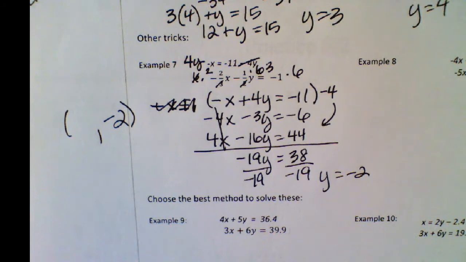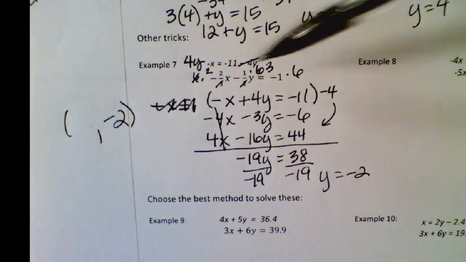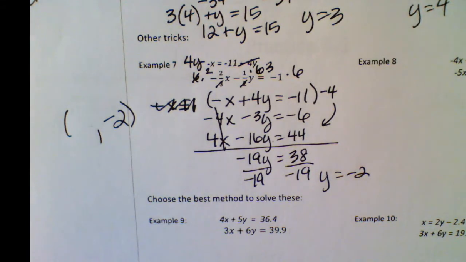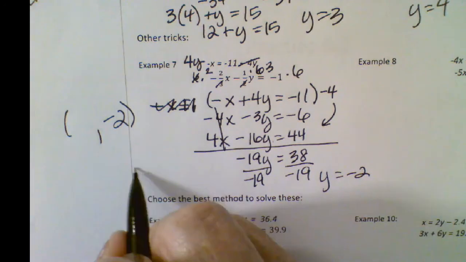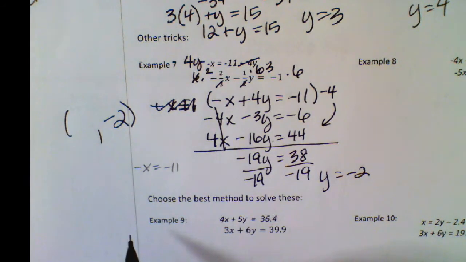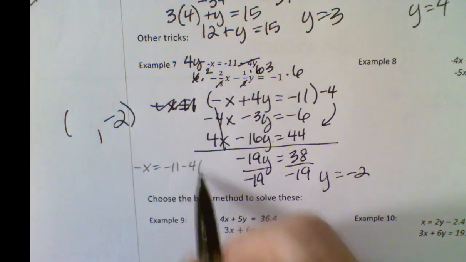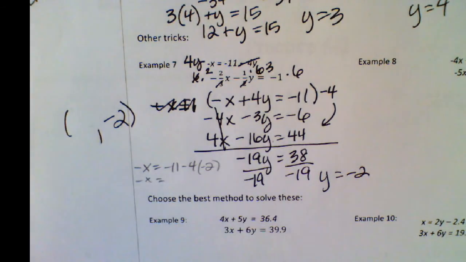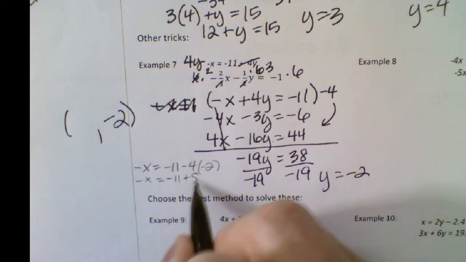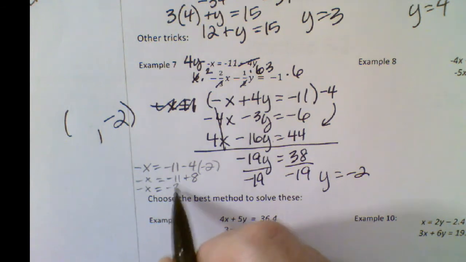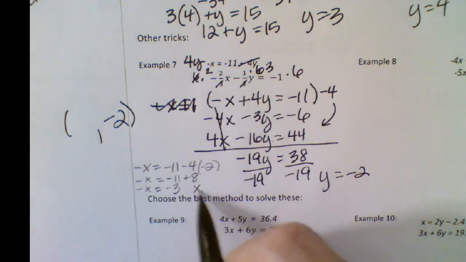Got to plug it in to solve for x, right? So now you've got 1, 2, 3, 4 equations you could use to solve for x. The very one up here? Okay, so we get negative x equals negative 11, and that was originally negative 4y, right? Yes. Minus 4 times, what's your y value? Negative 2. What's negative 4 times negative 2? 8. So negative x equals, what's negative 11 plus 8? Negative 3. So if negative x equals negative 3, then x equals 3.